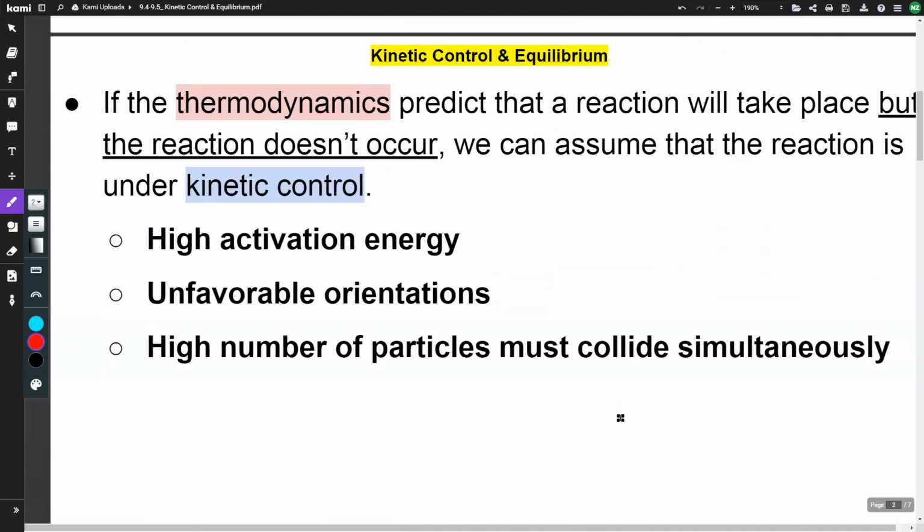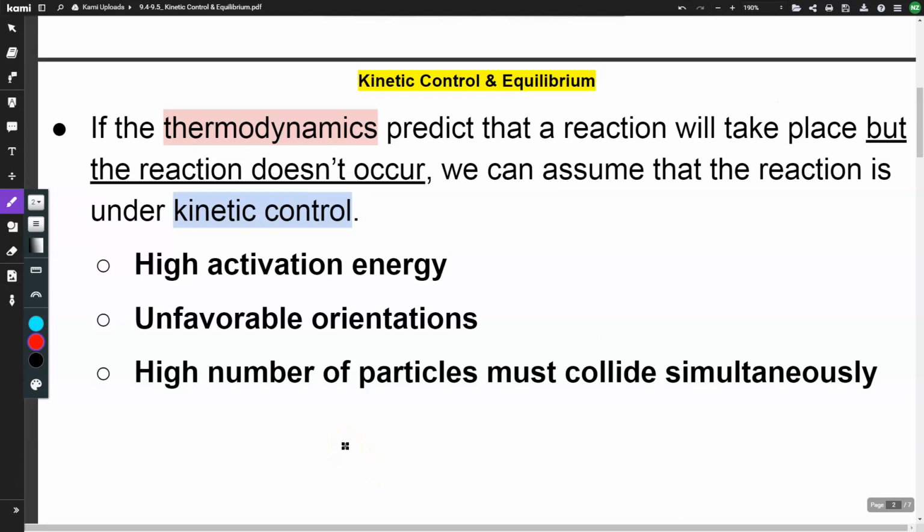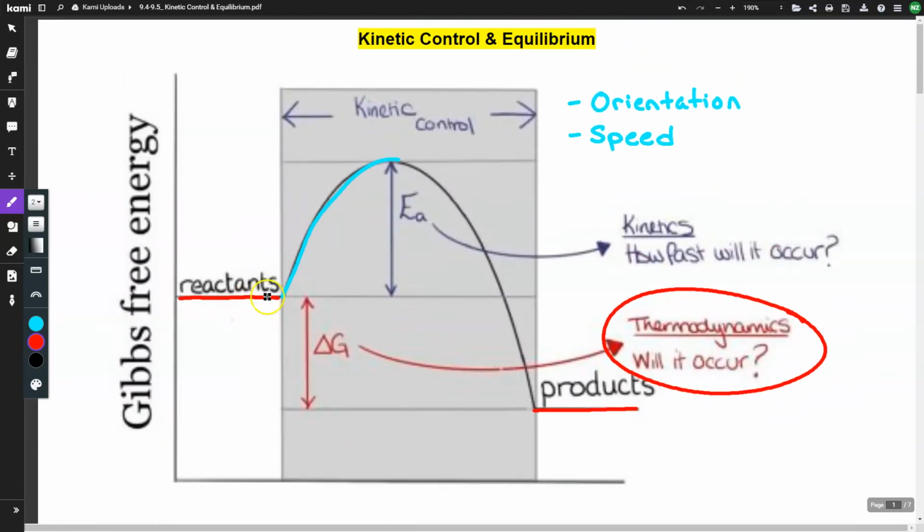So if the thermodynamics predict a reaction will take place, but the reaction doesn't occur, we can assume that the reaction is under kinetic control. So we have a very high activation energy, we don't have the right orientation, or we have to have a lot of particles collide at the same time for a reaction to take place. Okay, so a very complicated molecule, for example. So if thermodynamics says it's going to take place but it doesn't, there's got to be a kinetic issue. Okay.